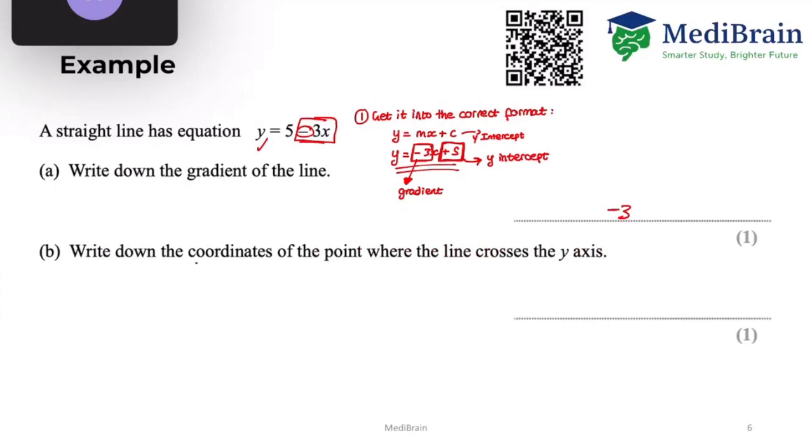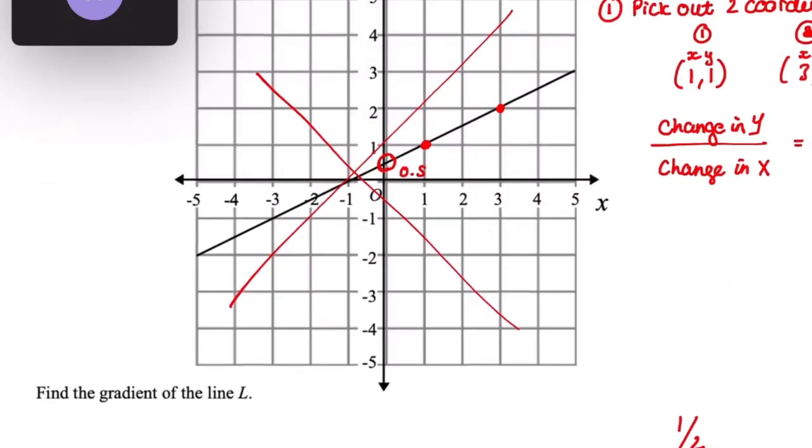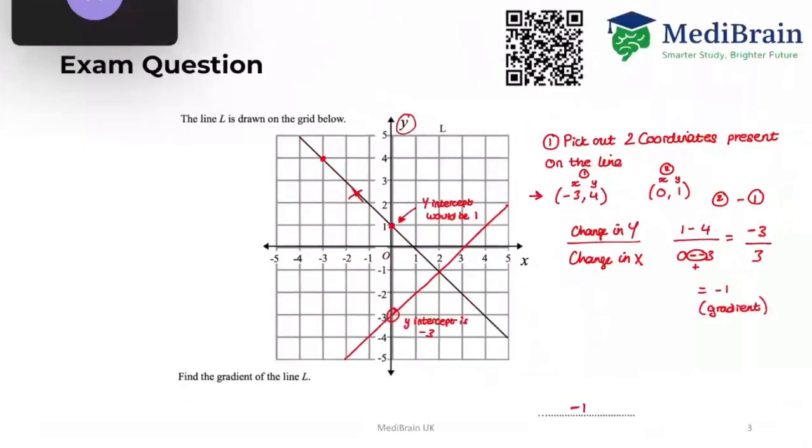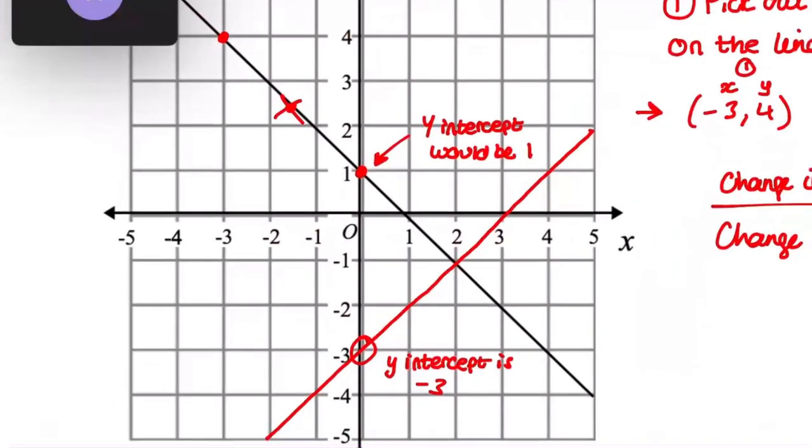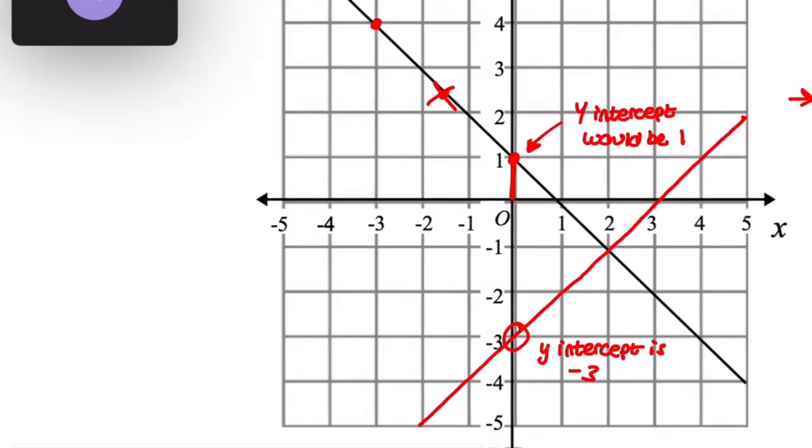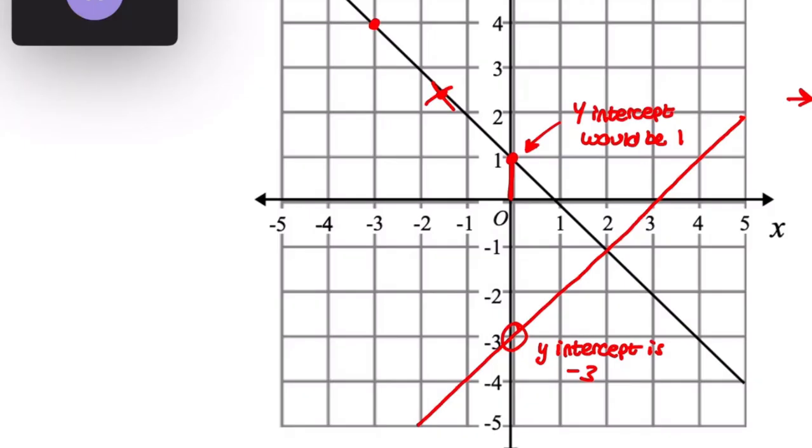Okay, and it says write down the coordinates. So when it crosses the y-axis, if we look at this line, the coordinates for the x are just going to be 0 because when it crosses the y-axis, it's not gone anything to the right or to the left. It's literally on the y-axis. It's bang on the y-axis. So the x coordinate is always going to be 0 when it crosses the y-axis. So if we wanted to work out the coordinates of the y-intercept in this case, it is just going to be 0, 1, because that's the coordinates of that point there.